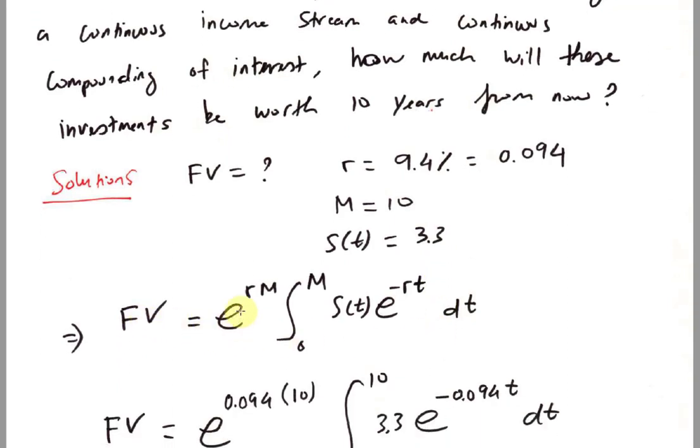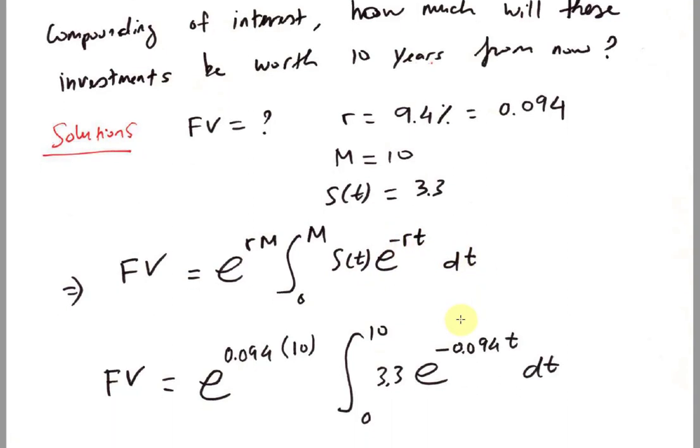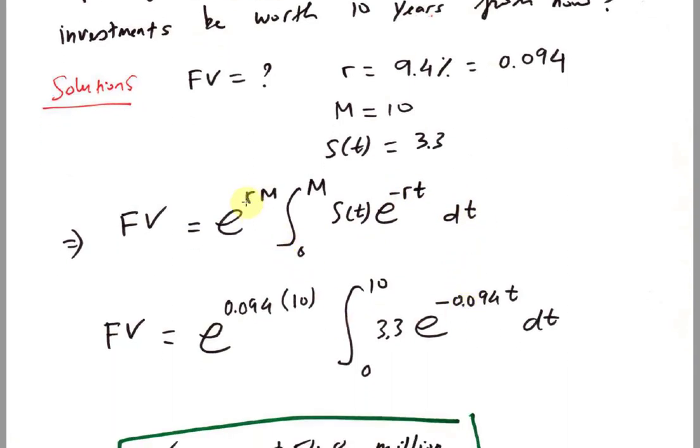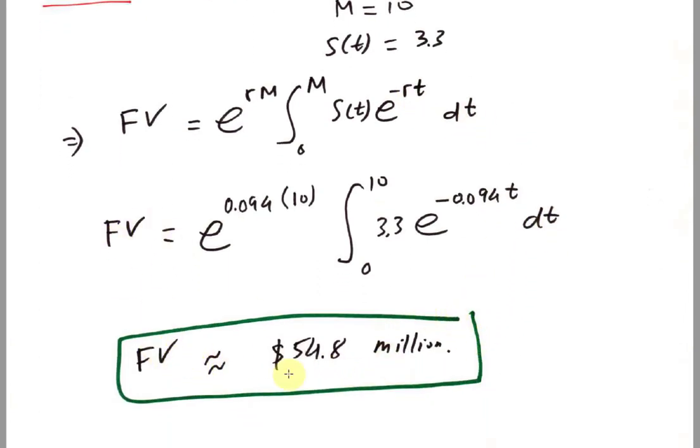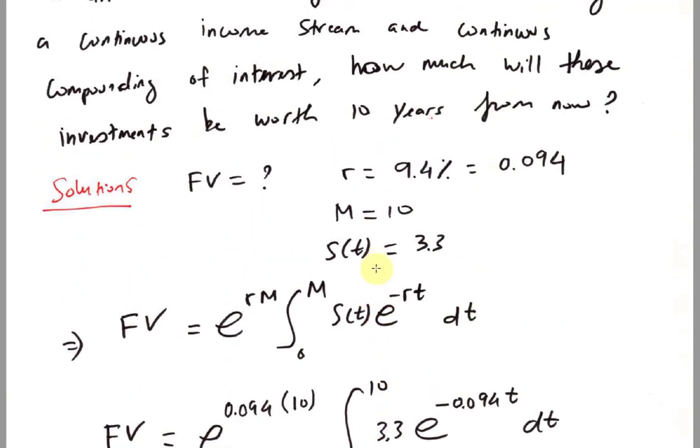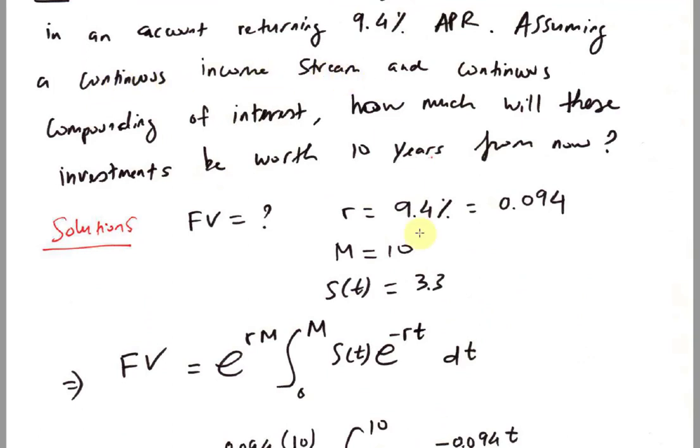Now the future value is e to the rm, the integral from 0 to m, S of T, e to the minus rt, dt. We got everything. We got R here. M is 10 years. The integral from 0 to 10. S of T is 3.3. E to the minus 0.094 t dt. And using the calculator, you can find the future value equal to 54.8 million. So we are using this formula when we are dealing with a continuous income stream of money.